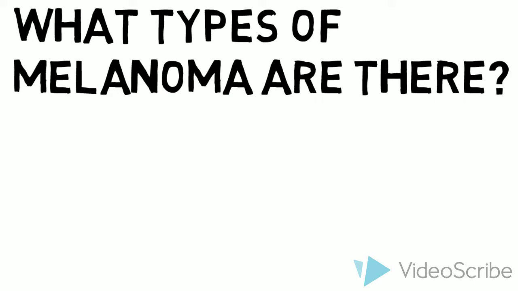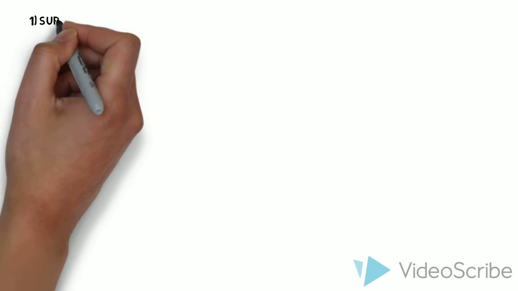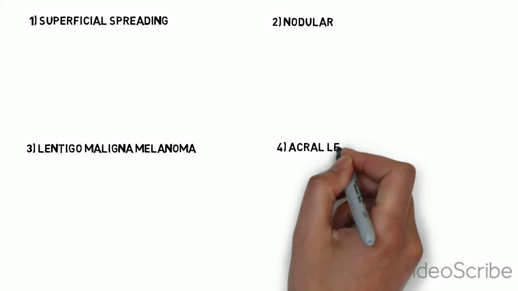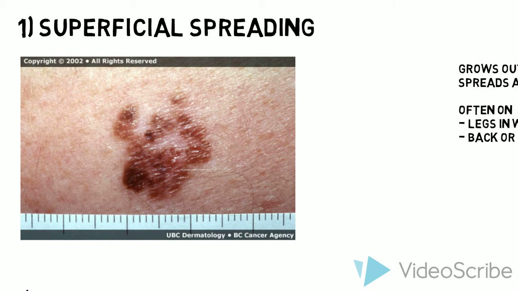What types of melanoma are there? When we're talking about melanomas, there are many different types, but in general there are 4 main types: superficial spreading, nodular, lentigo maligna melanoma, and acral lentiginous melanoma. Of those, superficial spreading is the most common.